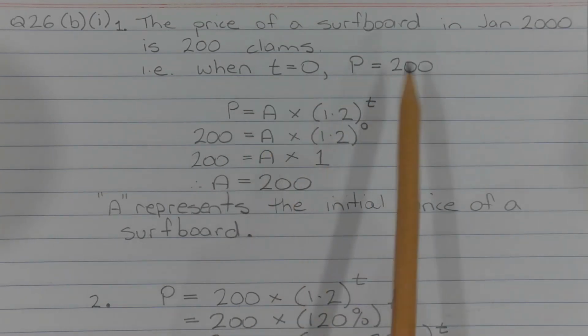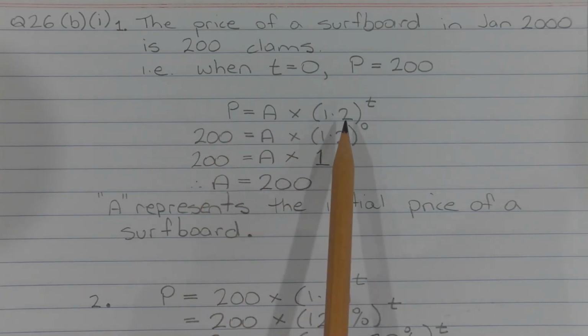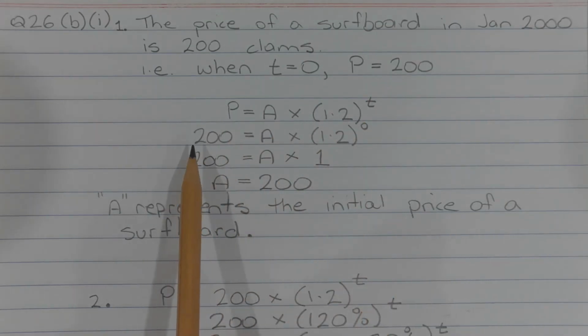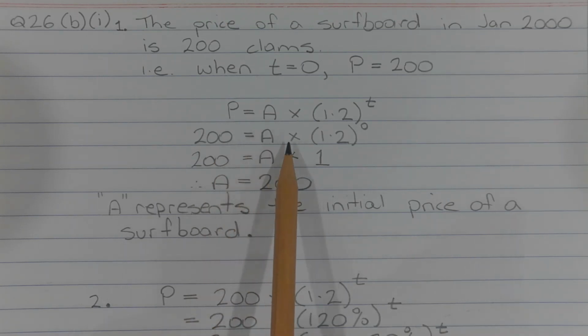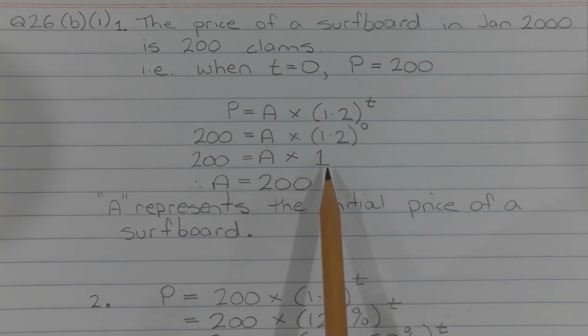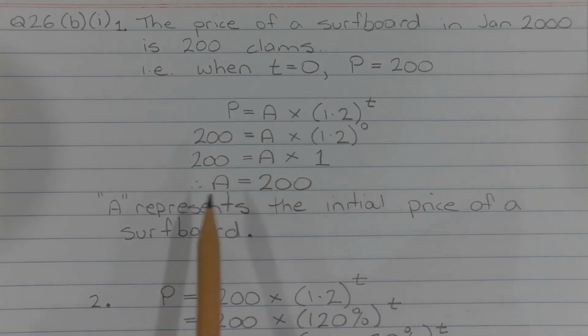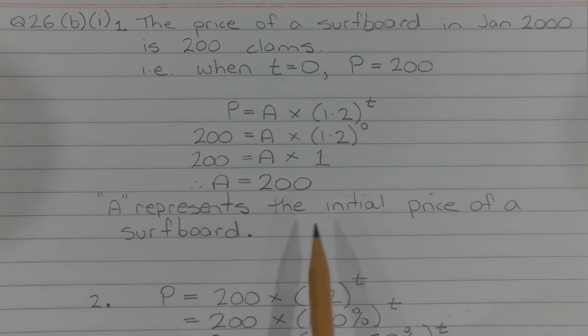Substituting these two values into the formula, P equals A times 1.2 to the power of T, we have 200 equals A times 1.2 to the power of 0. Now 1.2 to the power of 0 is equal to 1. So the equation becomes 200 equals A times 1, therefore A equals 200. So A represents the initial price of a surfboard.